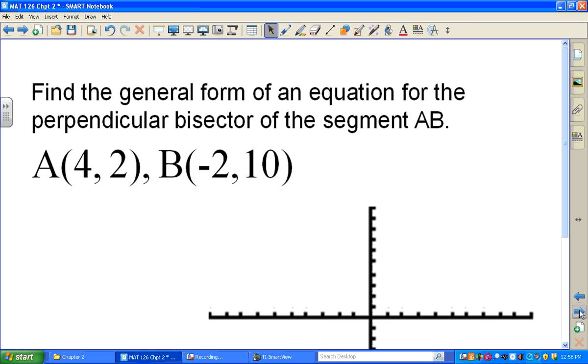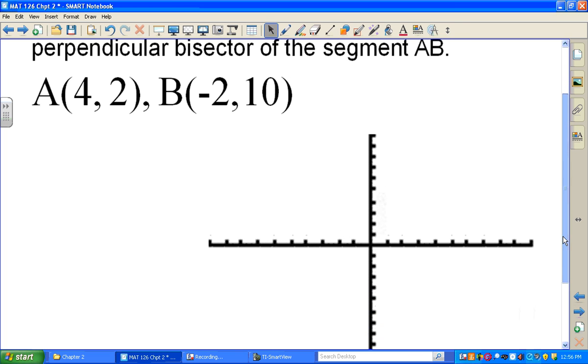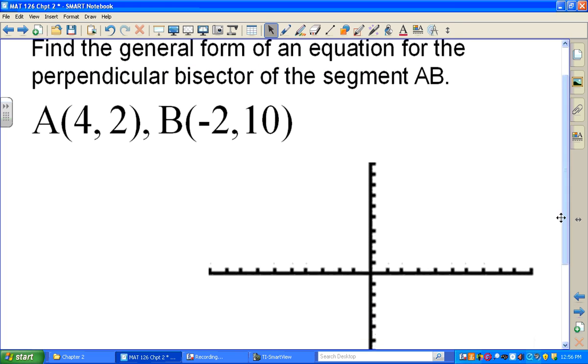The general form of the equation of the perpendicular bisector of the segment AB. Find the general form. Which form is that? Yeah, the one I really don't care for, but it's not a big deal. You're getting confused? Oh, ax plus by equals c. A is 4, 2. I think we did this question once, didn't we? B is negative 2, 10.